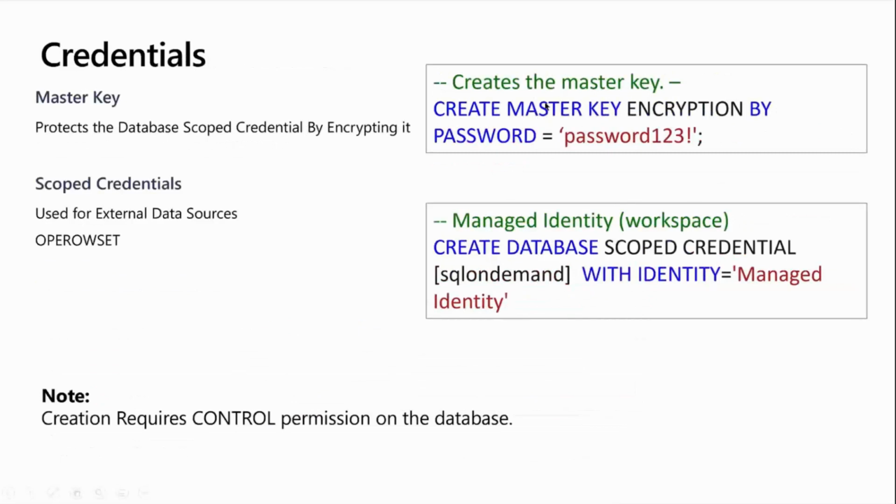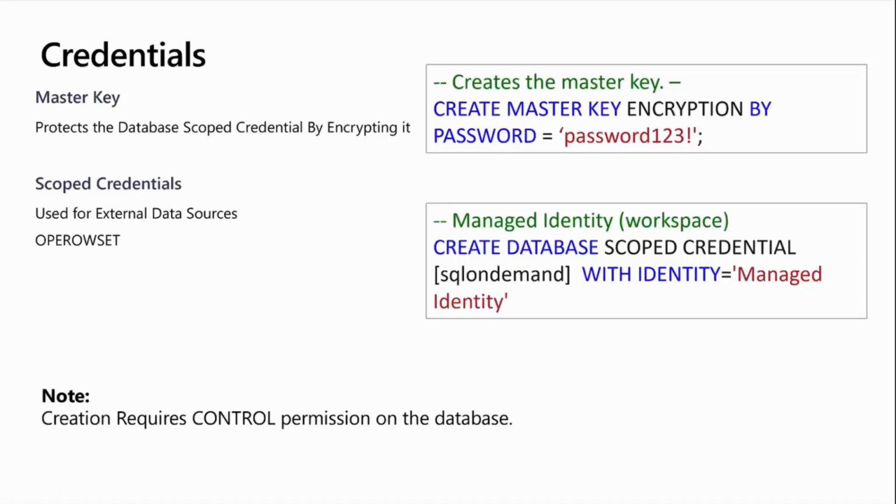So what I'll do is I'll create a master key for the database, and then I'll create a database scoped credential. So the master key just enables me to create credentials that I can store securely in SQL Server. I have to have control permissions on the database. And then this is going to basically say create a credential called SQL on demand. And with identity, managed identity, that's going to use the identity of the Azure Synapse workspace.